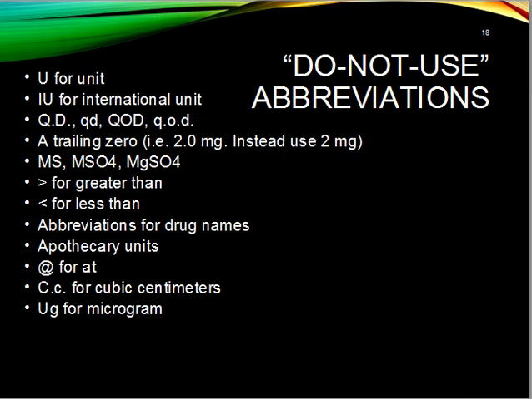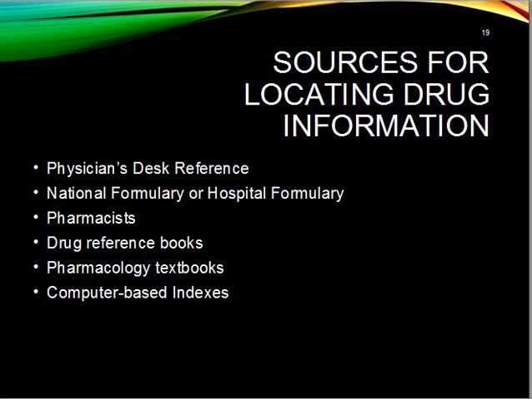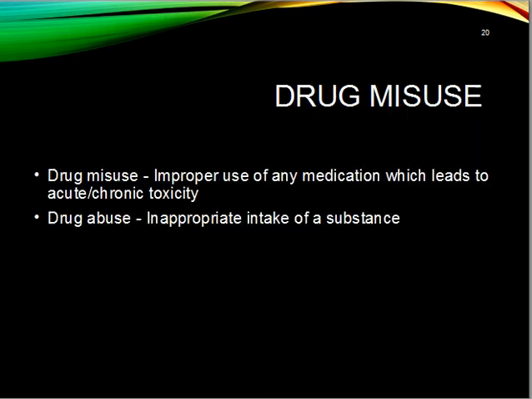Do not use abbreviations. Some of the more common ones that we have here: U for unit, IU for international unit, QD, QOD, trailing 0, MS, MSO4, MGSO4, greater than, less than, other abbreviations for drug names, CC for cubic centimeters, and UG for microgram are the ones that are quite common. Sources for locating drug information: physician's desk reference, national formulary, hospital formulary, you can call the pharmacist, drug reference books, pharmacology textbooks, and computer-based indexes.